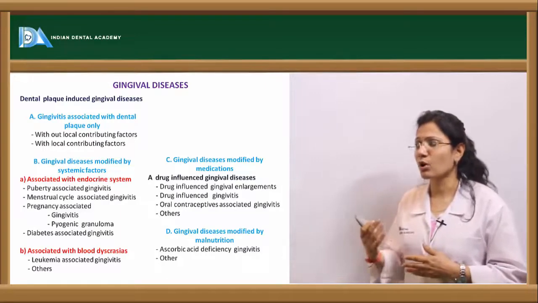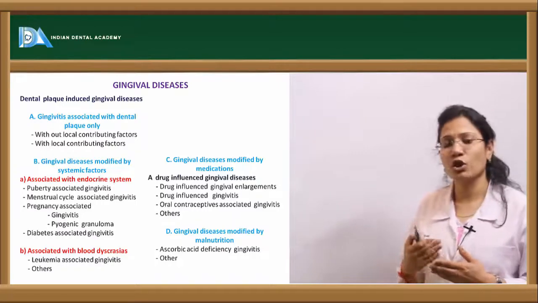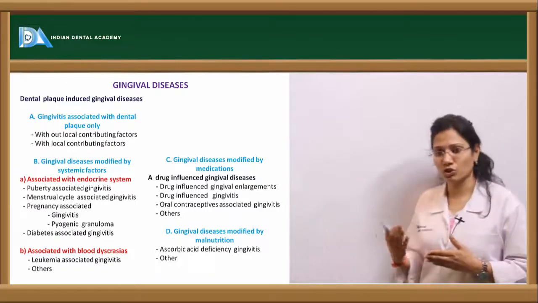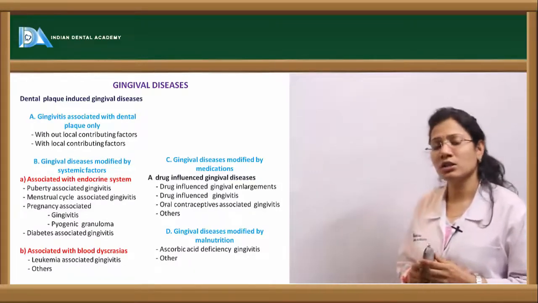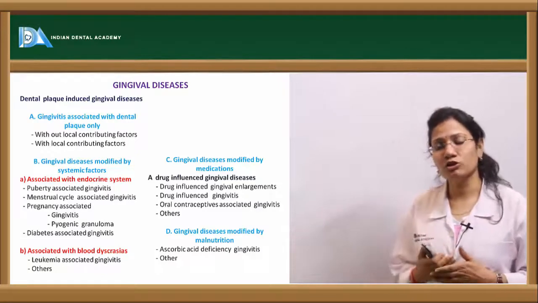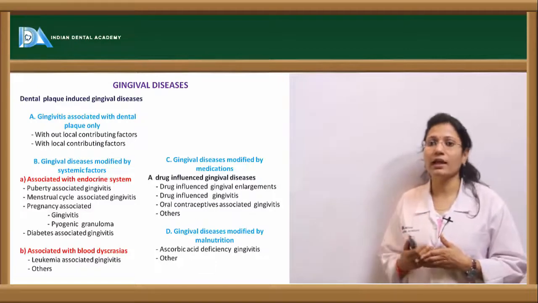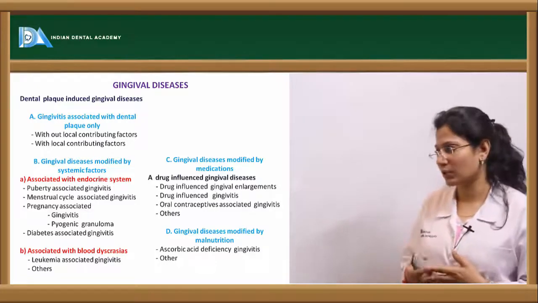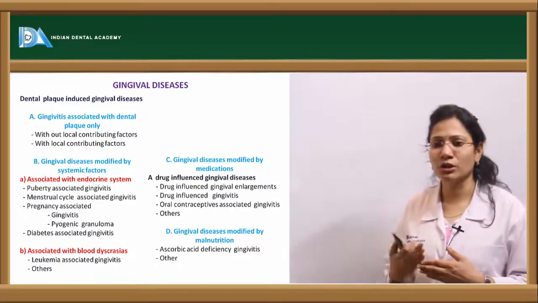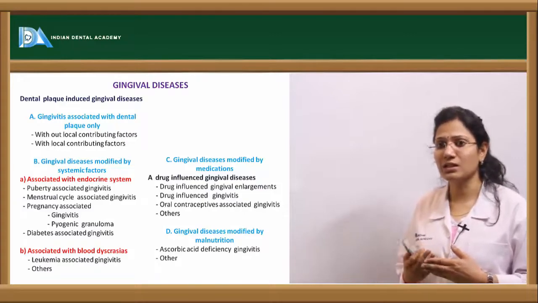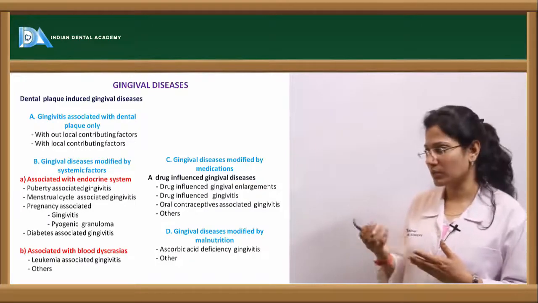Now, the gingival diseases modified by medications include the drugs that cause gingival enlargement, the ones that influence gingivitis, and oral contraceptive-associated gingivitis and others. The drugs that cause gingival enlargement include anti-epileptics, antihypertensives, especially calcium channel blockers, and immunosuppressants like cyclosporin and tacrolimus. If you see the gingival disease modified by malnutrition, it especially includes the one because of ascorbic acid deficiency, that is vitamin C deficiency, which mainly produces something called soggy gums, right?